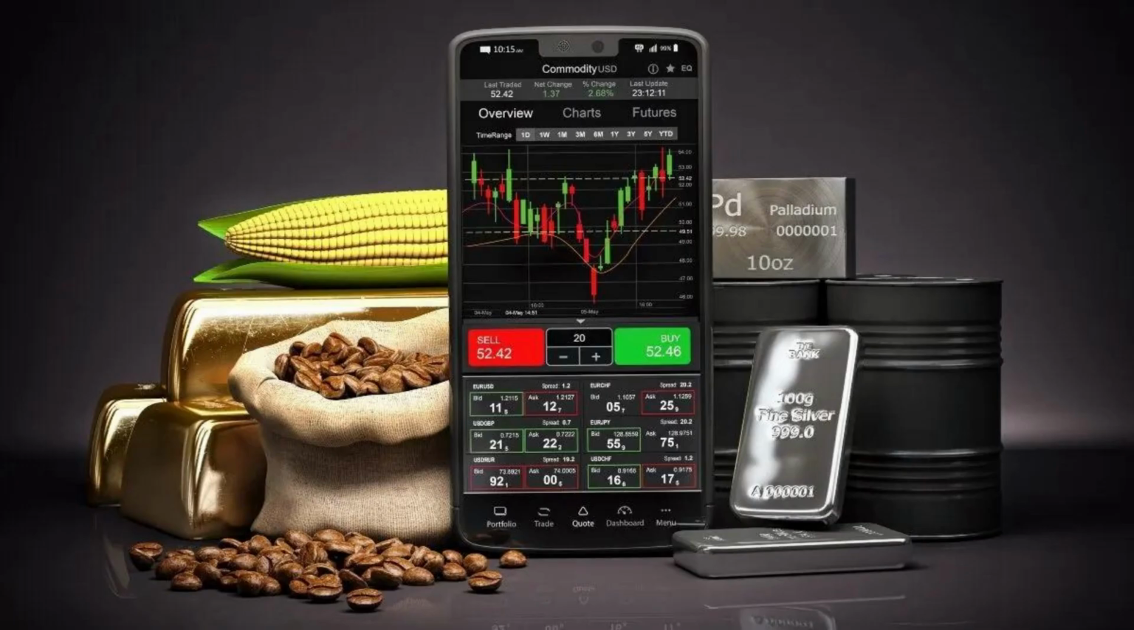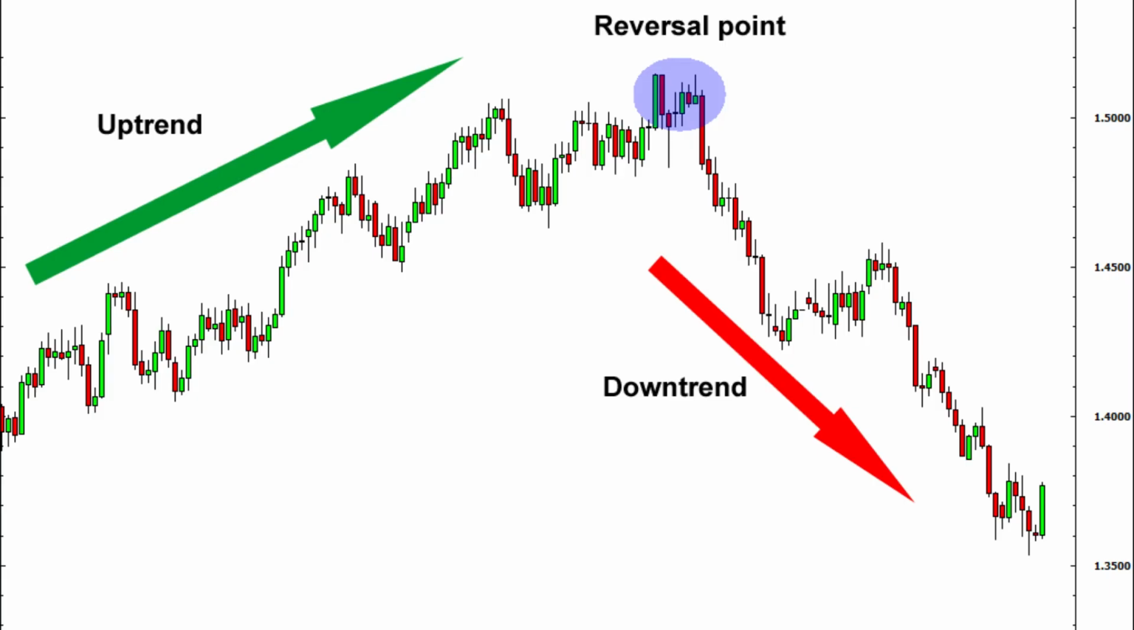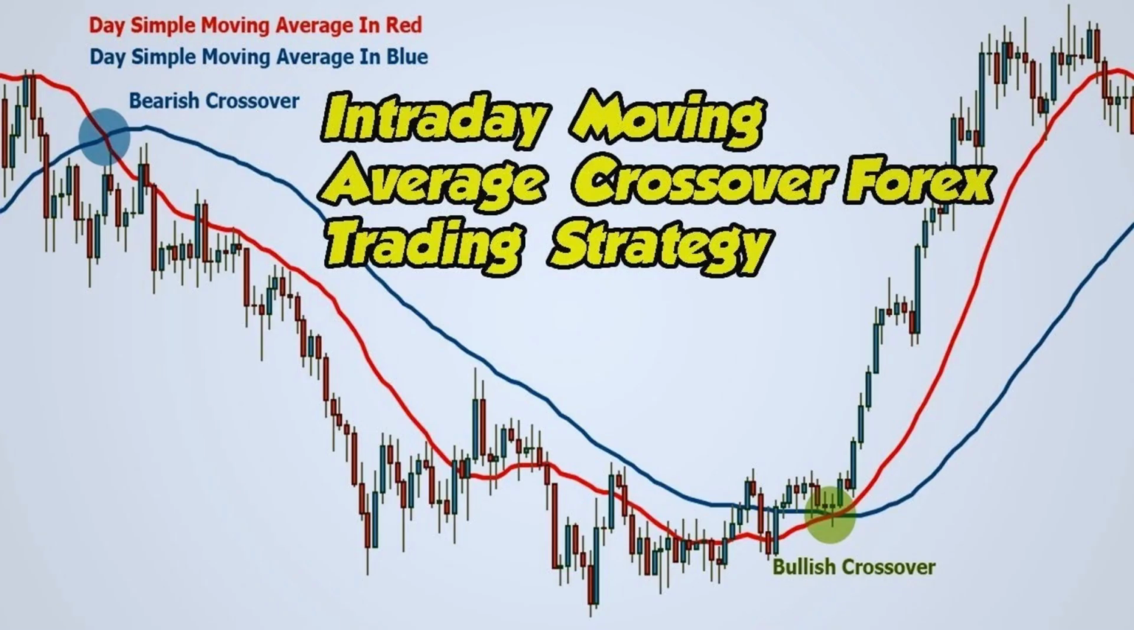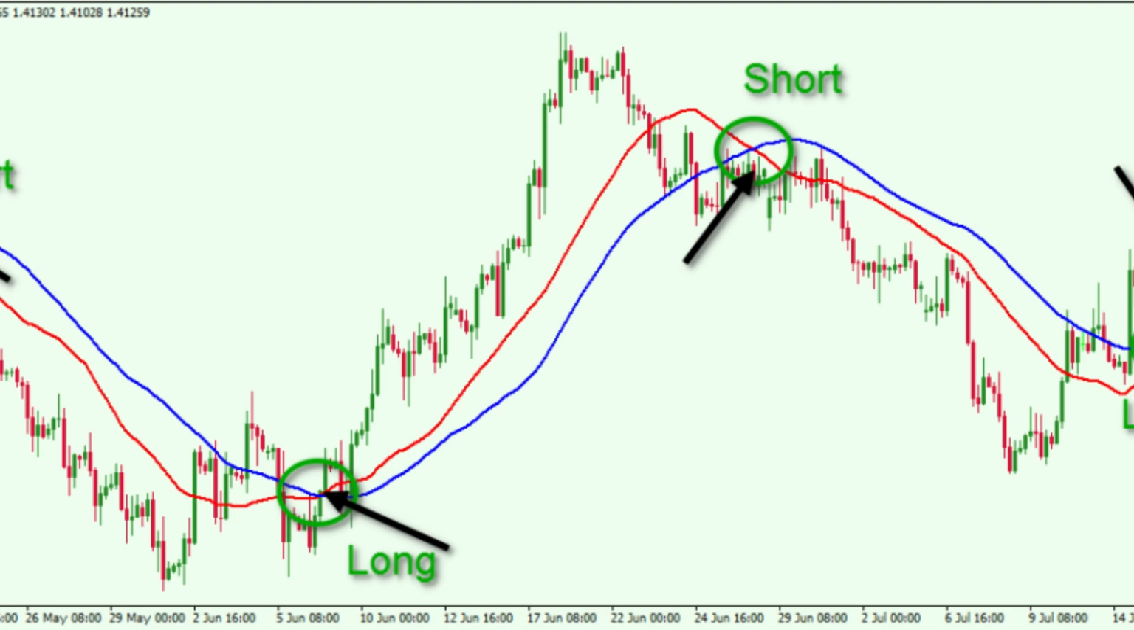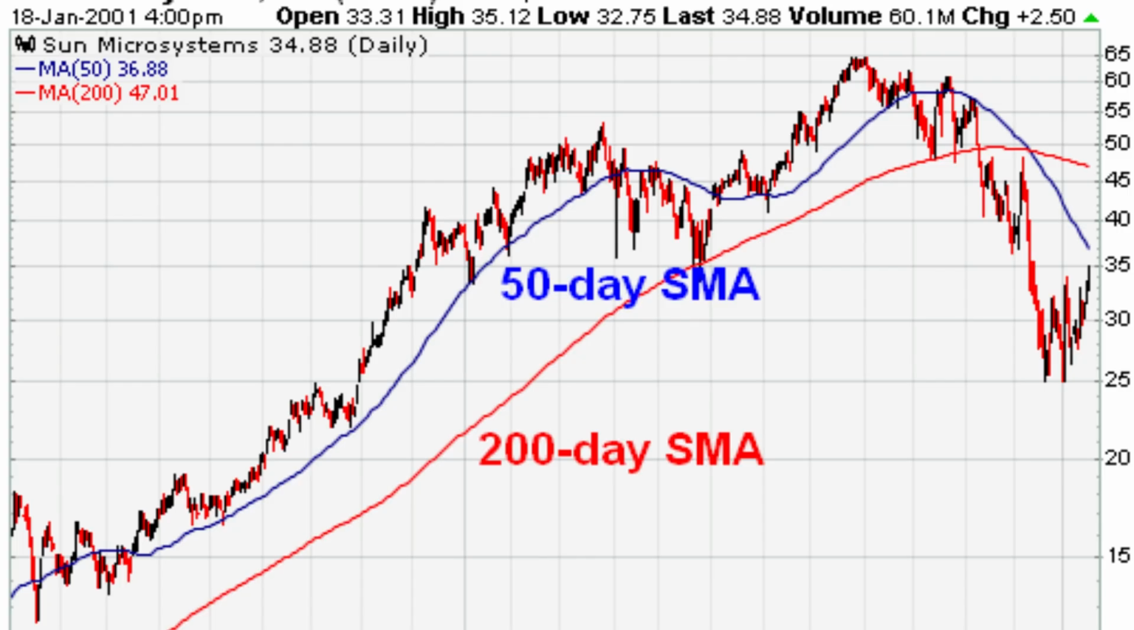Here's a simple trading strategy suitable for beginners. Objective: to identify potential trend reversals and make trading decisions based on the crossing of two moving averages. Indicators needed: simple moving averages. You'll typically use two SMAs, one with a shorter period and one with a longer period. For example, you might use a 50-period SMA and a 200-period SMA.